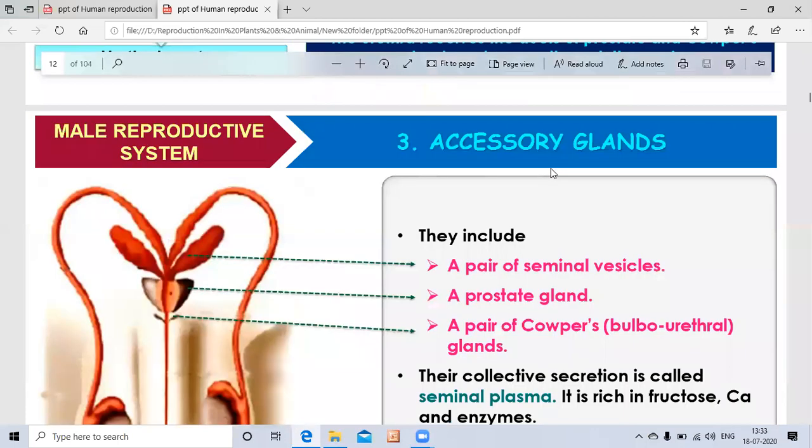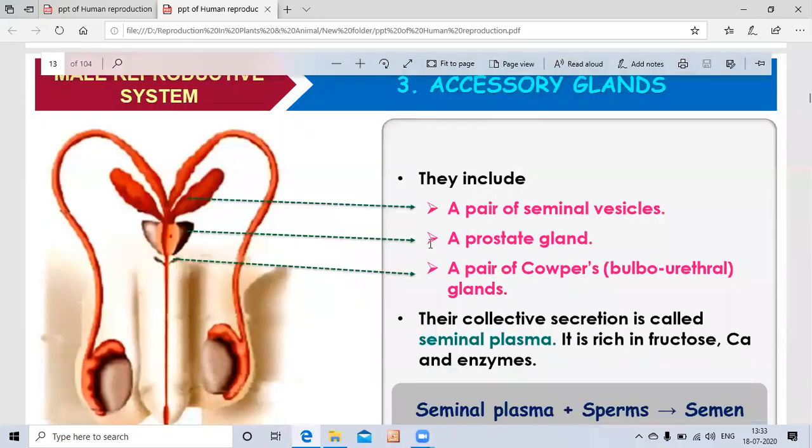Then accessory glands. Accessory glands also play a very important role in the transport of the sperm, and transport of the urine also. They include a pair of seminal vesicles, a prostate gland, and a pair of Cowper's glands, also called bulbourethral glands. Their collective secretions are called seminal plasma. It is rich in fructose, calcium, and enzymes.